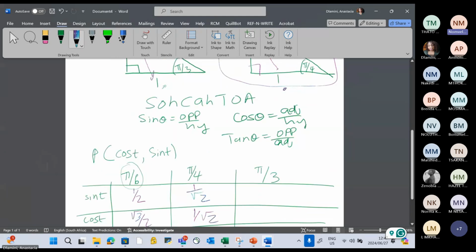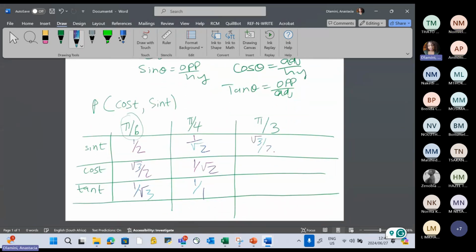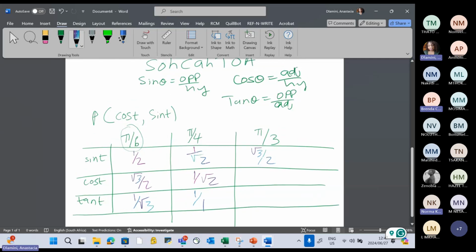Root 3 over 2. Guys, are you looking at the triangles, right? Not the calculator. Yes, we're using special triangles. Thank you. Yes, ma'am.